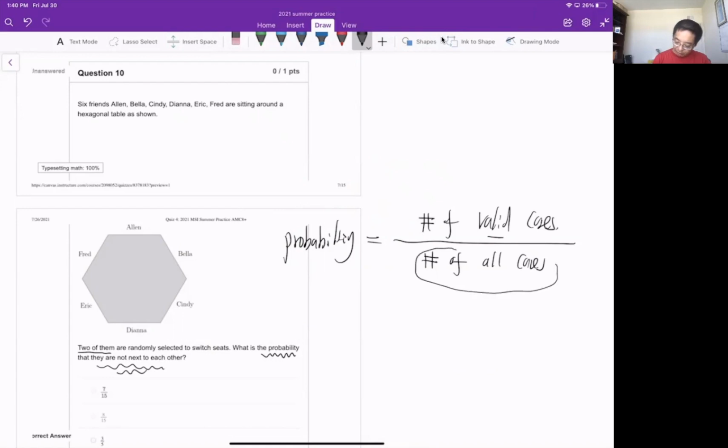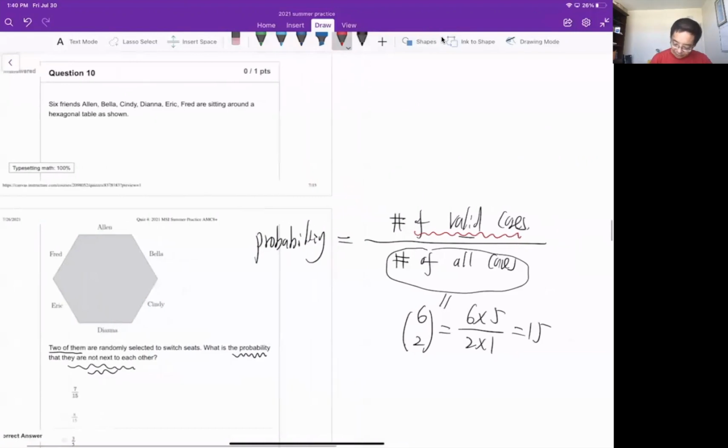The number of all cases is easy to calculate. From 6, we choose 2, so it's 6 times 5 over 2 times 1, which is 15. So 15 is the number of all pairs. Now let's look at the number of valid cases. To calculate this, you can either count directly the pairs which are not next to each other, or you can use the inclusion-exclusion principle. This just means the total minus the invalid cases. Invalid cases means they are next to each other.